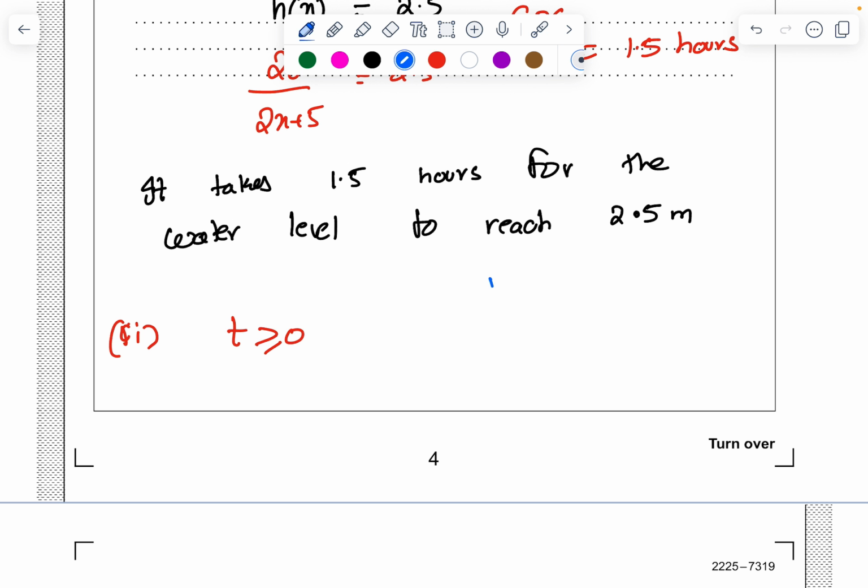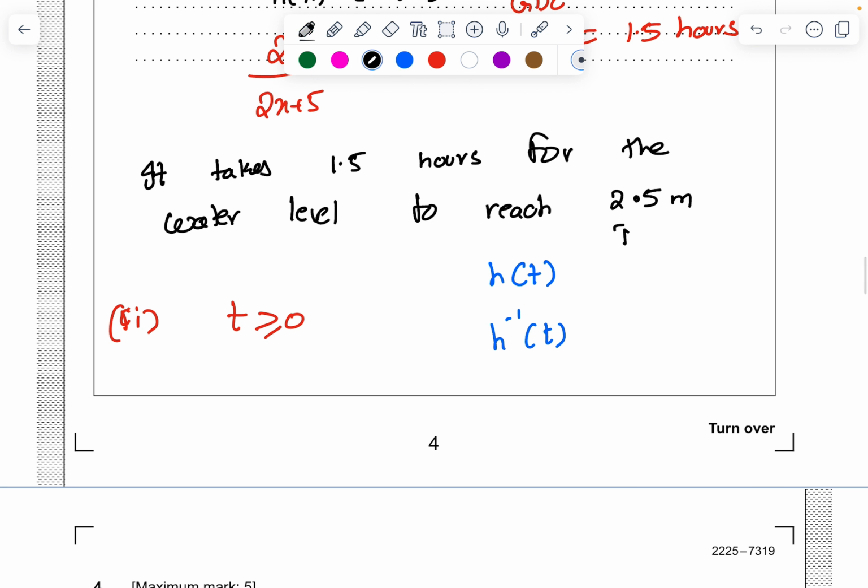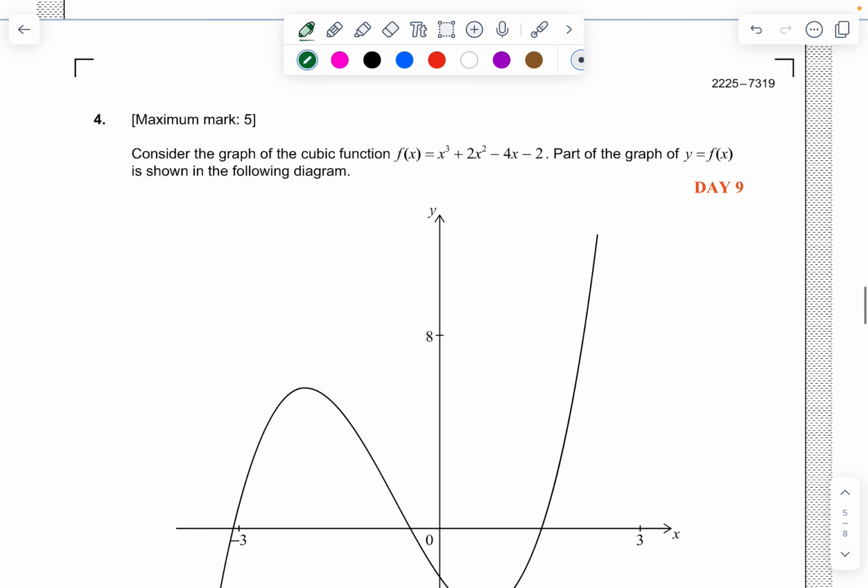So remember H of t and H inverse of t. This is the domain and this is the range. So the range becomes the domain and the domain becomes the range. So the domain was t greater than or equal to 0, so it becomes the range.